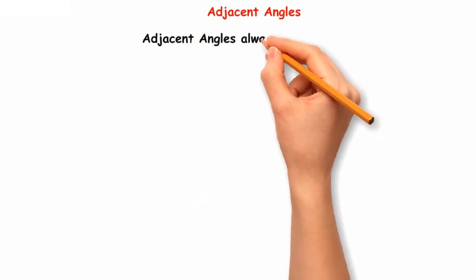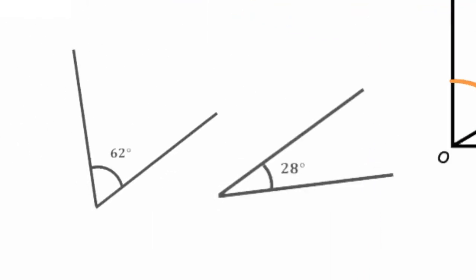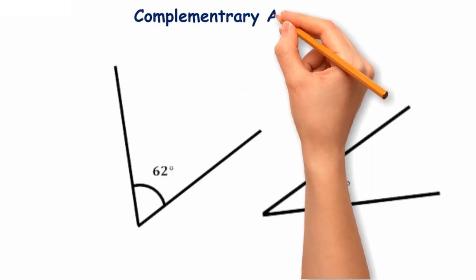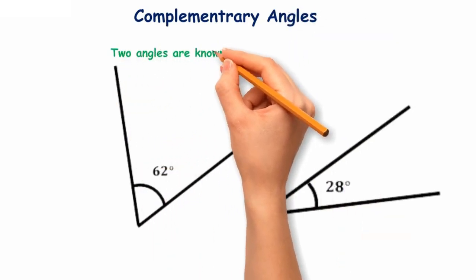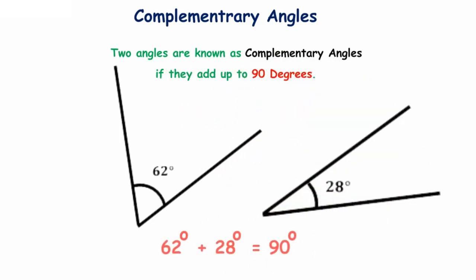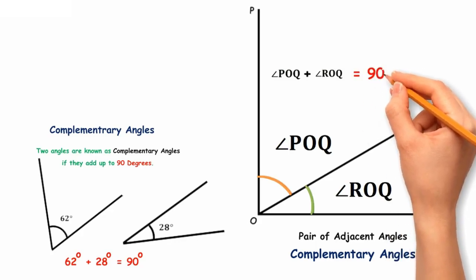One more thing you should remember about adjacent angles. Adjacent angles always exist as pairs. There are a few more important concepts in this video. The first one is complementary angles. Two angles are known as complementary angles if they add up to 90 degrees. A pair of adjacent angles can also be complementary angles if the sum of the adjacent angles equals 90 degrees.